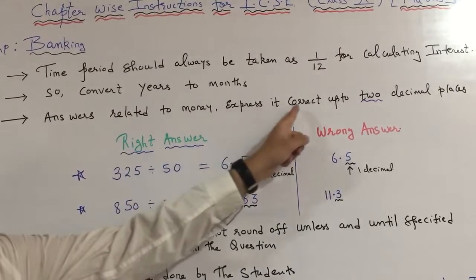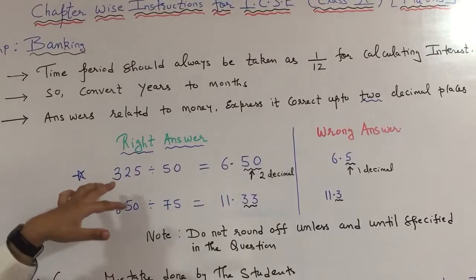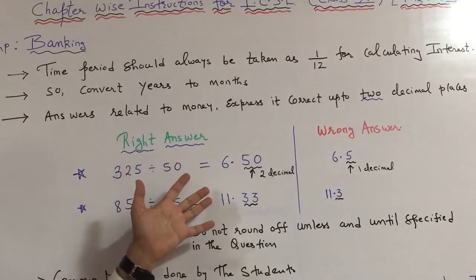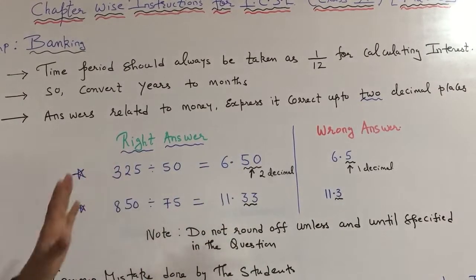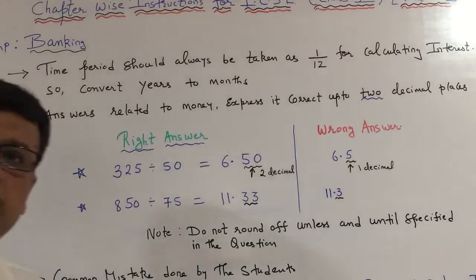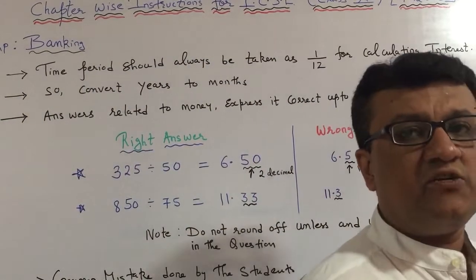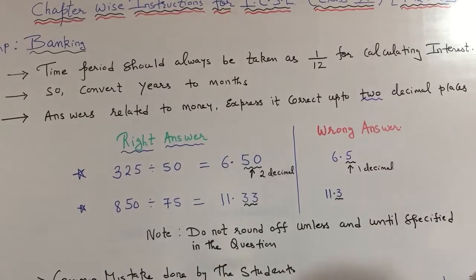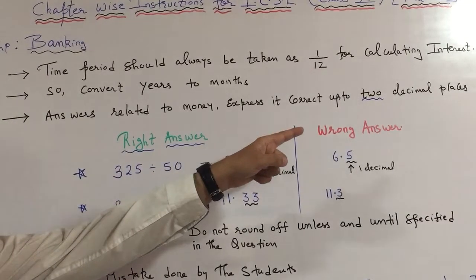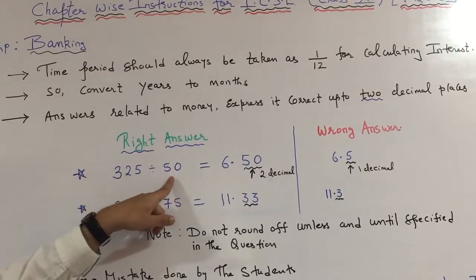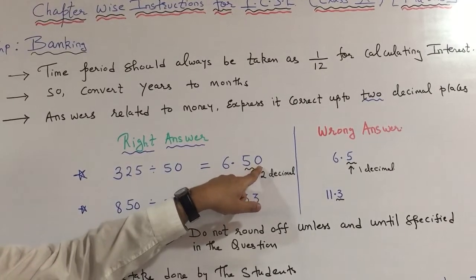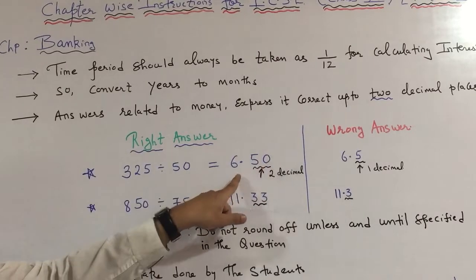Answers related to money, express it correct up to 2 decimal places. So for example, I've just given you a very simple example, not necessarily the examples you are going to face in day-to-day solving of banking sums. 325 divided by 50. Now children, when you do 325 divided by 50, the answer you get is 6.5. But the norm says that we are supposed to write down the correct answer up to 2 decimal places. So 325 divided by 50 will be written down as 6.50. Mind you, as the normal calculation will be 6.5, but we cannot write down our answer as 6.5. We need to write down 6.50.